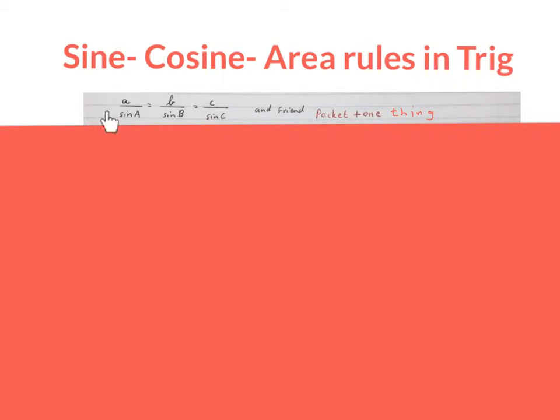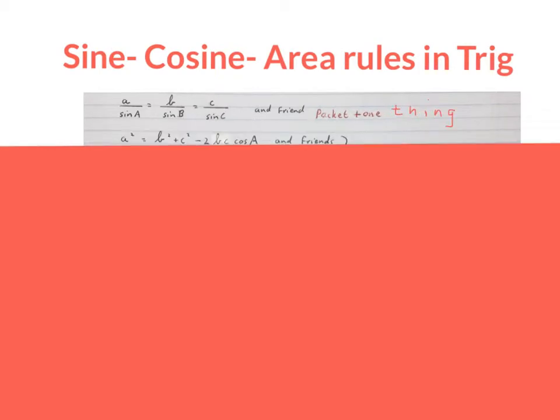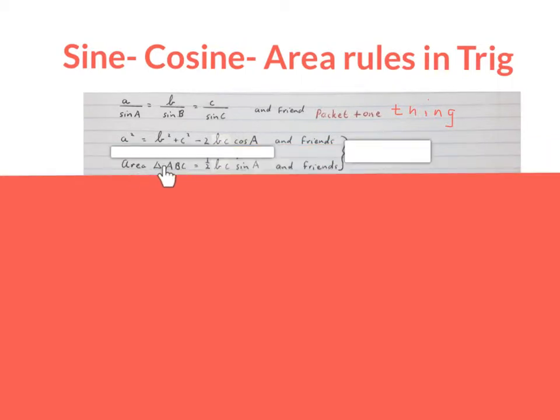Firstly, this is what the sine rule looks like, and he has a friend. For you to use the sine rule, you need a packet plus one thing. The cos rule looks like this, and he has friends. The area rule looks like this and has friends. The cos rule and the area rule are friends again, in the sense that they both need two sides plus an included angle to work.